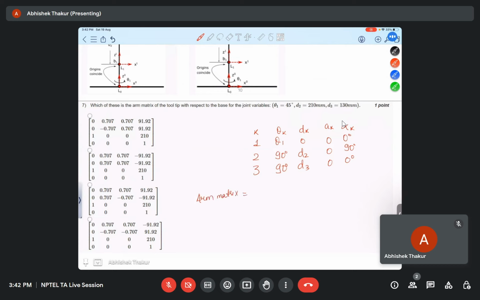The arm matrix can be given as: the first 3 cross 3 is rotation, that is 0, S1, C1, and the next one is the position, that is D3 C1. After that, it is again 0, minus C1, S1, D3 S1. This again is 1.